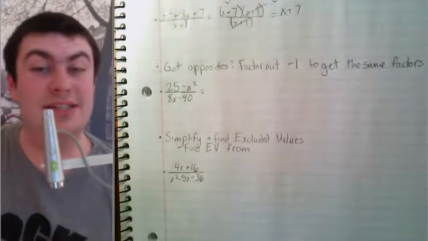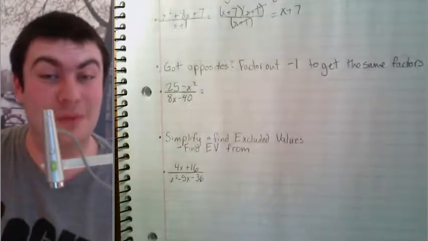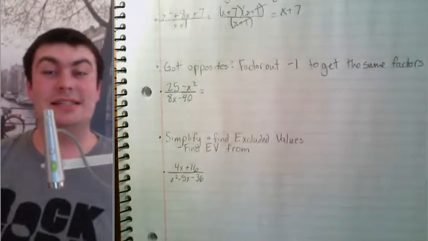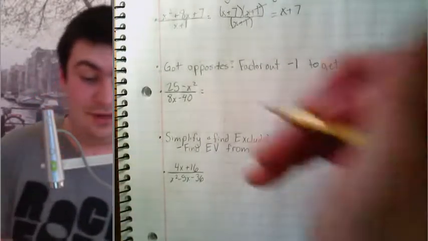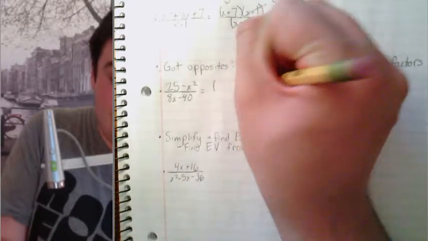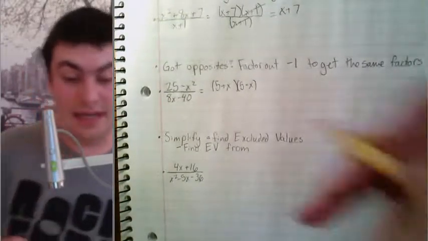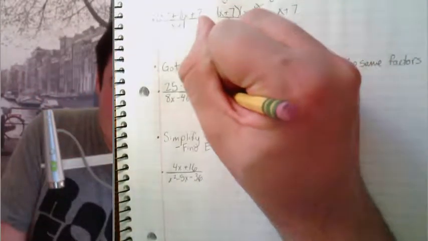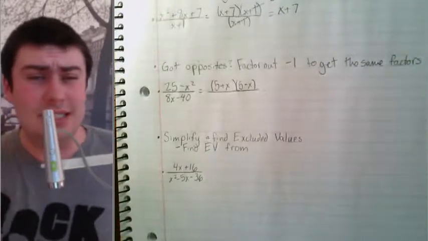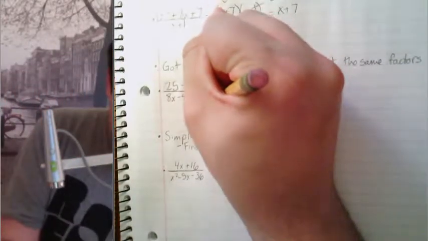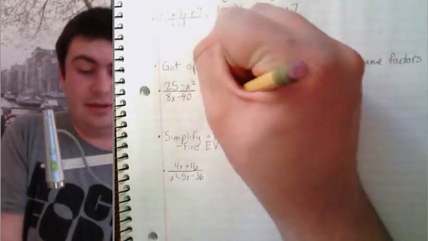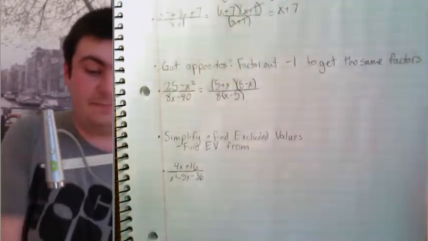25 minus x squared over 8x minus 40. If we factor the top, we have another difference of squares, and we're going to have 5 plus x and 5 minus x. In our denominator, if we have 8x minus 40, remember we always need to start with the GCF, that we're going to have 8 times the group x minus 5.